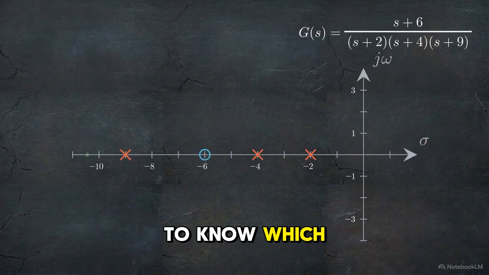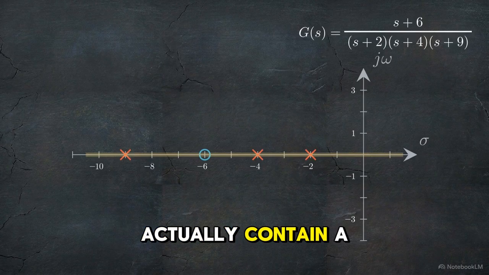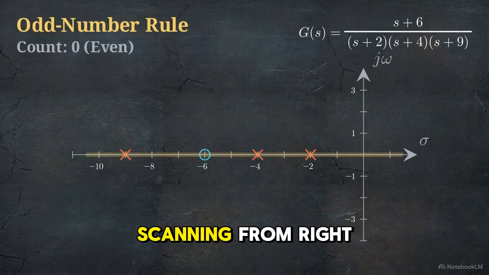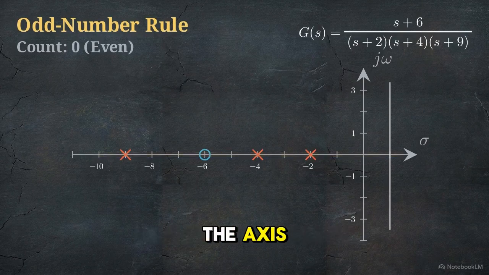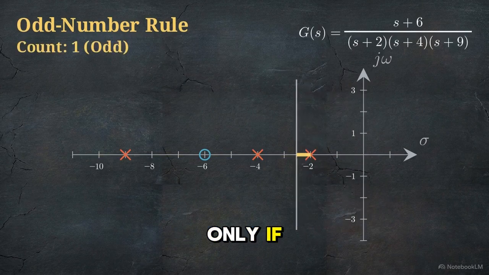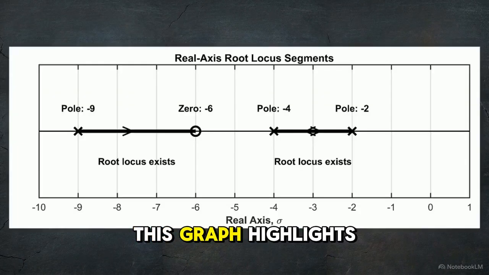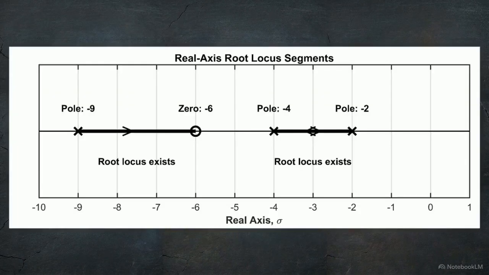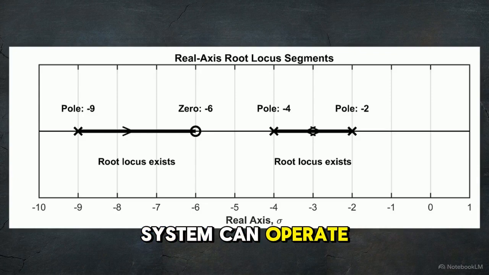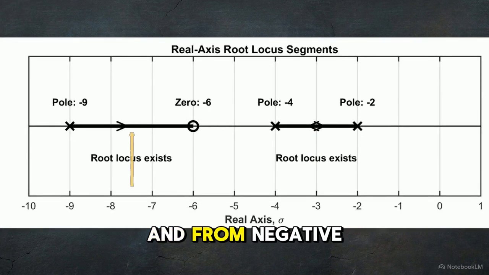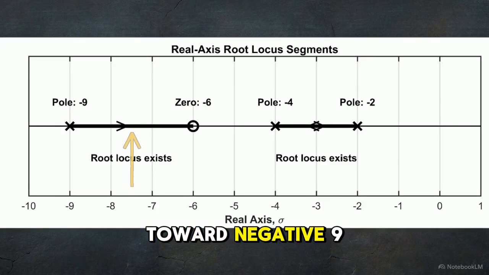Next, we need to know which parts of the real axis actually contain a valid path. We find this using the odd number rule. Scanning from right to left across the axis, a segment is part of the locus only if the total number of poles and zeros to its right is an odd number. This graph highlights the results of that sweep. The bold lines show that the system can operate on the real axis strictly between -2 and -4, and from -6 stretching left toward -9.